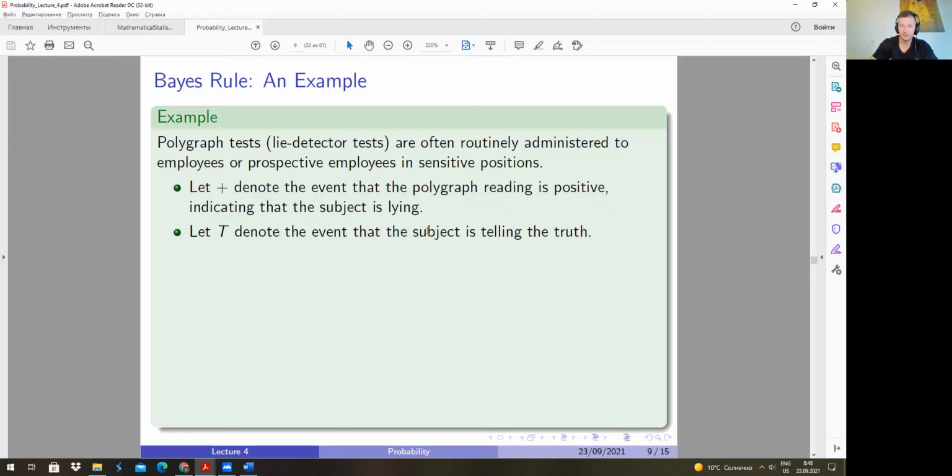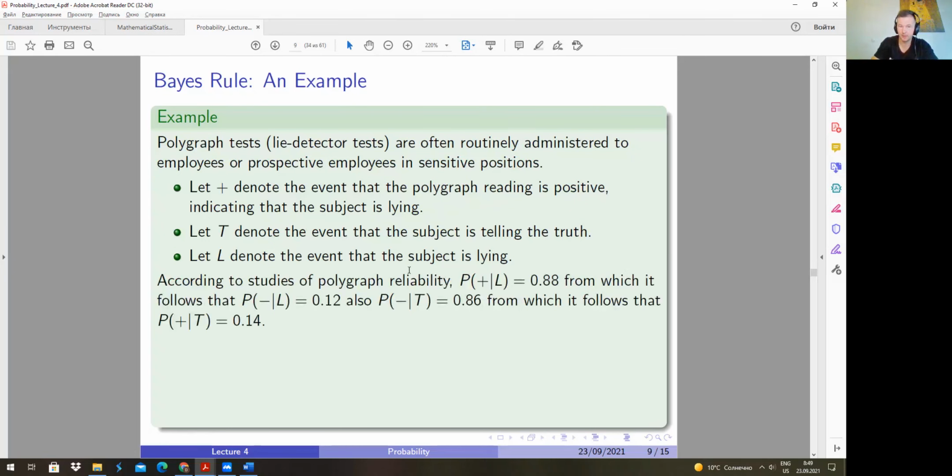So let T denote the event that the subject is telling the truth. And let L denote the event that the subject is lying. Now, according to studies of polygraph reliability, the probability that the polygraph will show a positive result given that the person lies is 88%. So it means that in 12% of cases the person is a liar and the machine will not reveal this. So here, 12% that when a person lies, the machine is not able to recognize this.